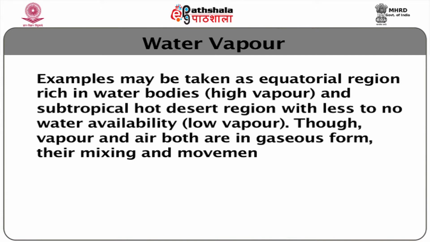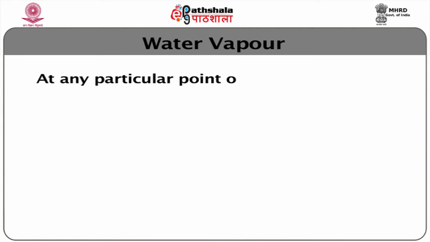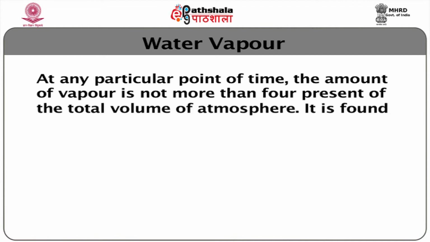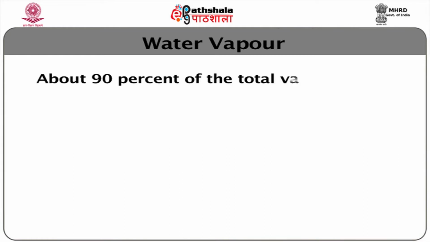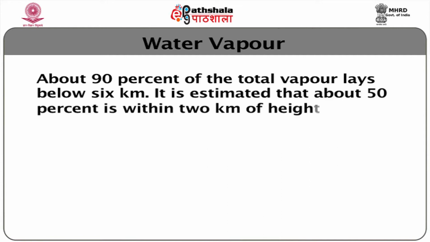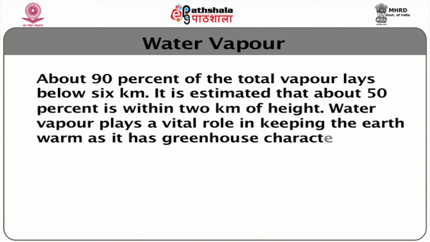Though vapor and air are both in gaseous form, their mixing and movement are quite natural, but the same homogeneity is not seen. At any particular point of time, the amount of vapor is not more than 4% of the total volume of the atmosphere. It is found in the troposphere only, and its concentration is in the lower level. About 90% of the total vapor lies below 6 km. It is estimated that about 50% is within 2 km of height. Water vapor plays a vital role in keeping the earth warm, as it has greenhouse characteristics.